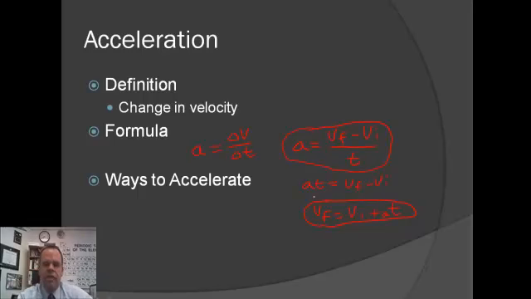Because acceleration is any change in velocity, so any change in speed or direction, you can accelerate by speeding up, slowing down, or changing direction. So your car actually has 3 accelerators: the gas pedal to speed up, the brake to slow down, or the steering wheel to change direction.